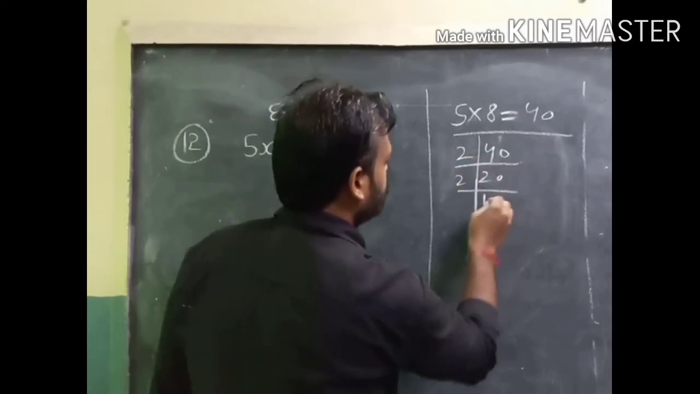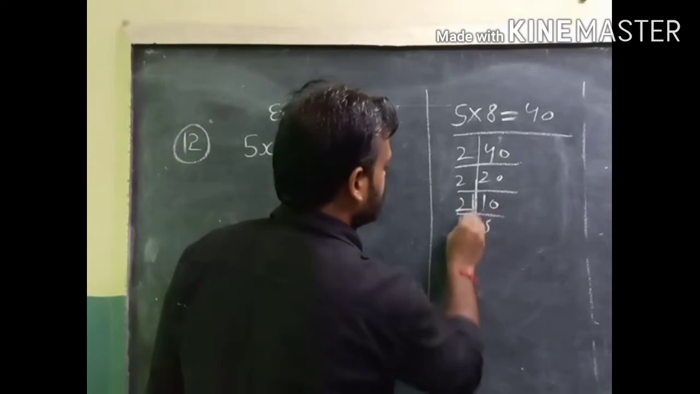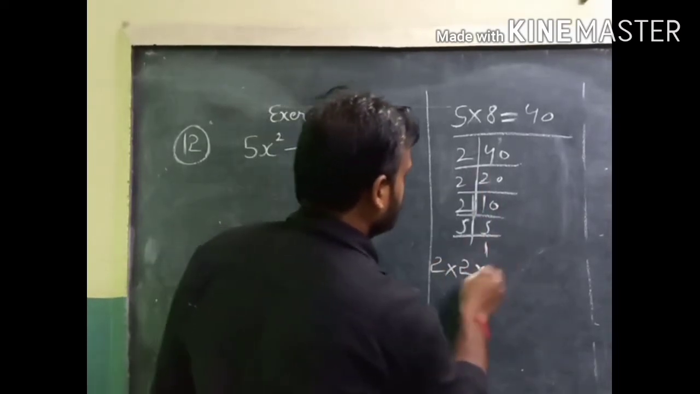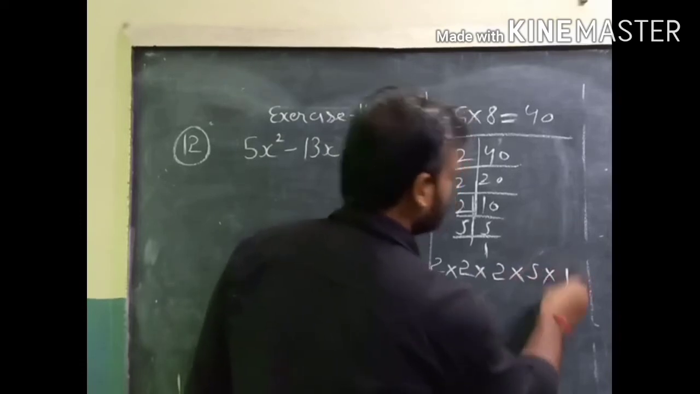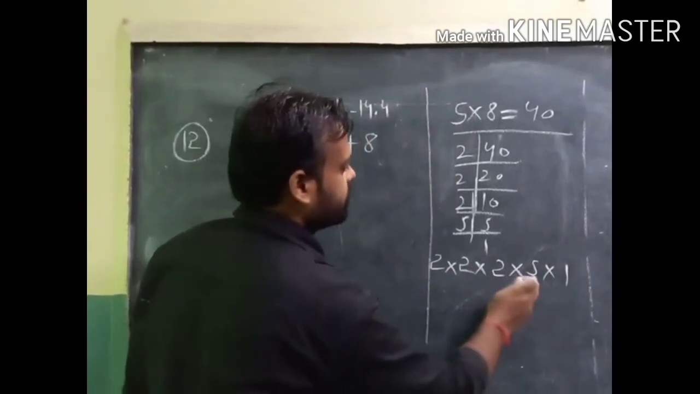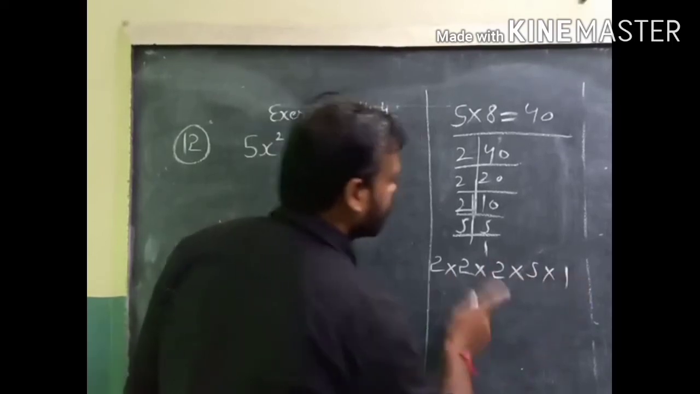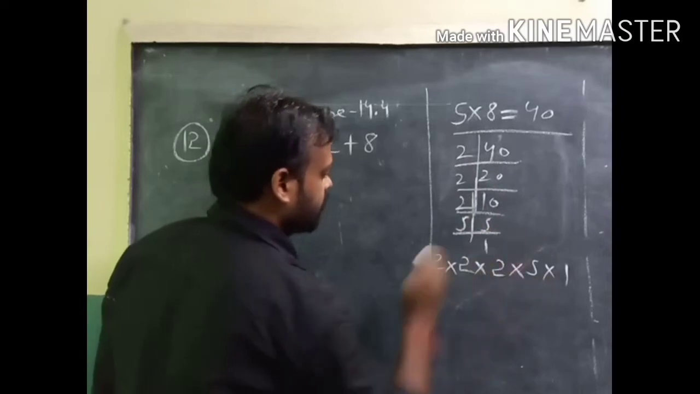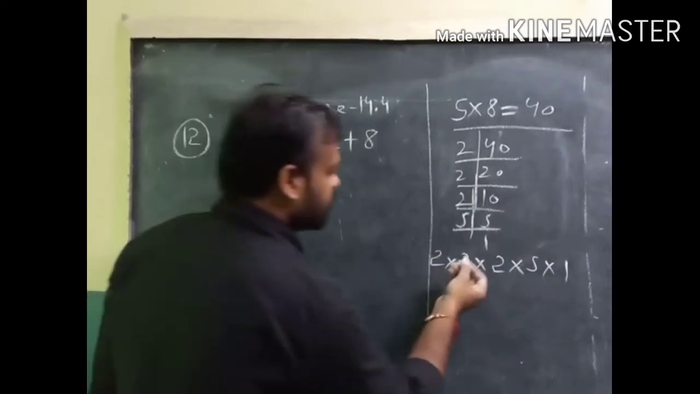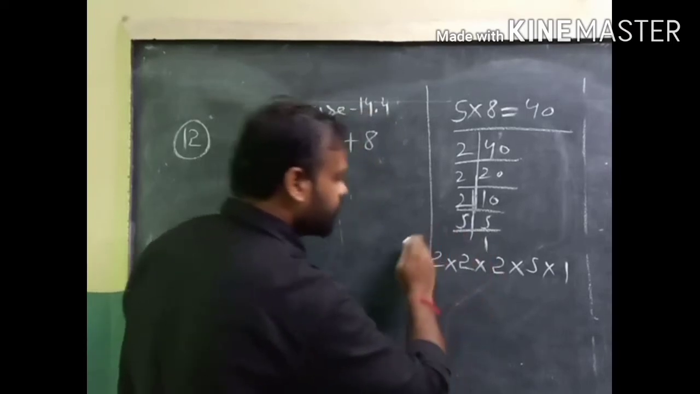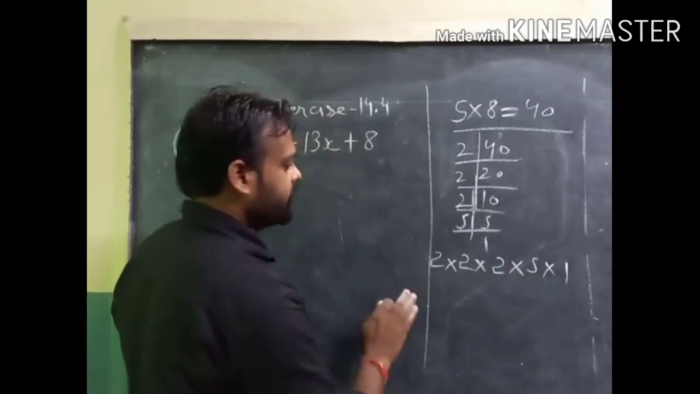You know how we can find the factors by this prime factorization method. So in this case we are getting this 2 into 2 into 2 into 5 into 1. Of course 2 into 2 is 4, 4 into 2 is 8, 8 5s are 40, 40 ones are 40. So like this way we can find the factors of this 40. So now we have to find the two values from all these factors. How we can find?